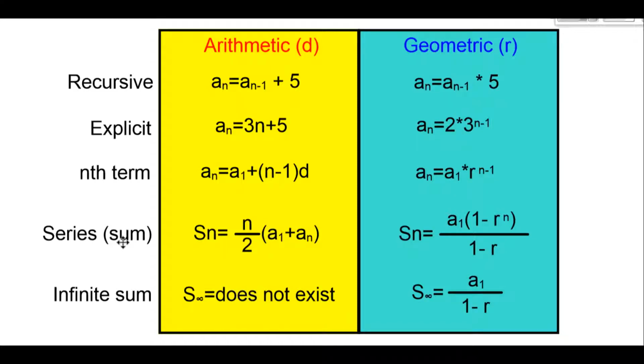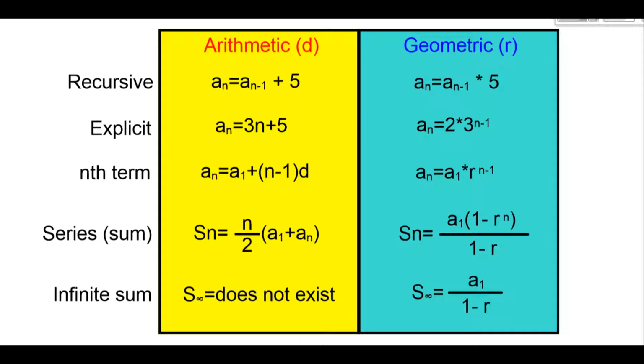Series means sum. It means I'm adding up all of the terms. And so here's the formula for an arithmetic series of n terms. And here's the formula for a geometric series of n terms. Again, the sum of all the terms. Those look kind of complicated, but you just got to pay attention and look up the formulas. I'm not asking you to memorize them. Just find it. Infinite sum doesn't exist for arithmetic. Infinite sum for geometric is right here.